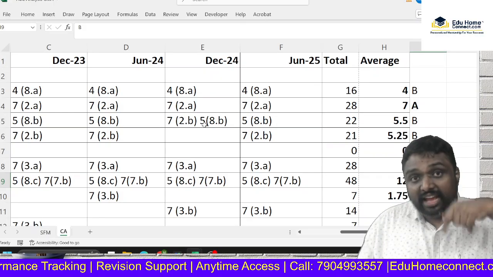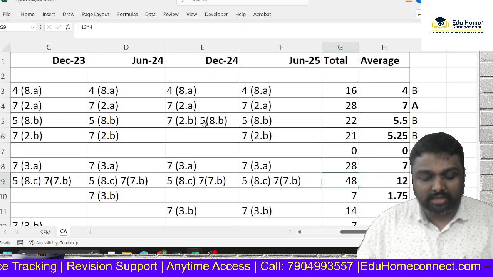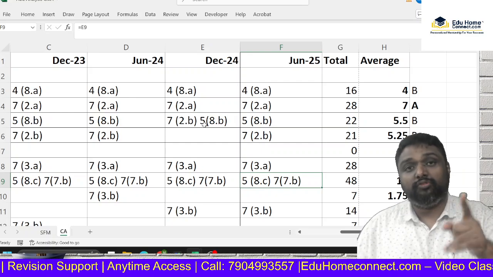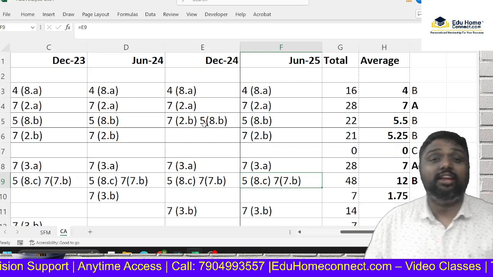If you take the average marks, every time in the exam there are 5 marks from 8C and 7B. That is, if you are learning the budgeting chapter, 7A is budgeting.